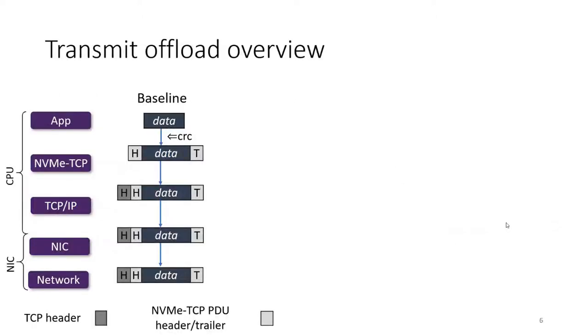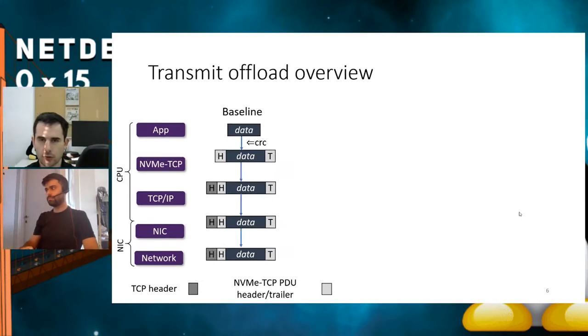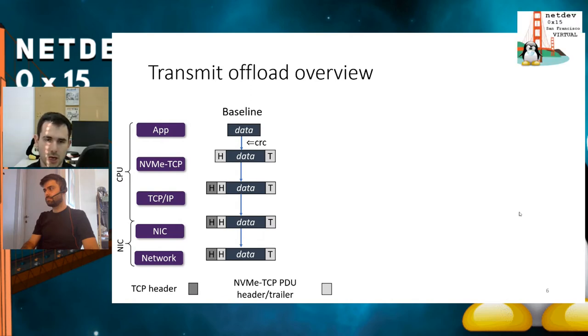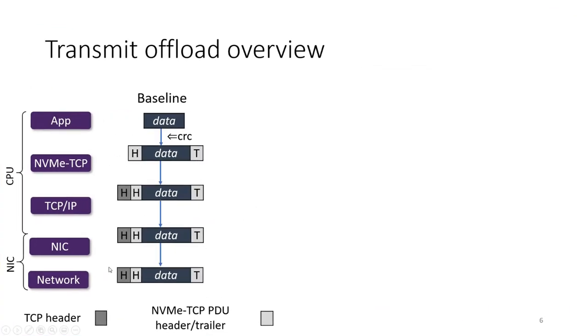Next we're going to show how we offload CRC on transmit and how we do the offload on receive, starting from a high-level overview and getting into the details as we go along. In the baseline for transmit, the application sending data would get the data CRC'd as the NVMe TCP PDU is being constructed, and the CRC is placed at the trailer. Thereafter, TCP would segment the data and add TCP headers, which are sent over the network.